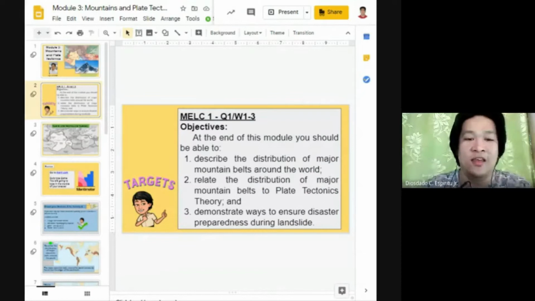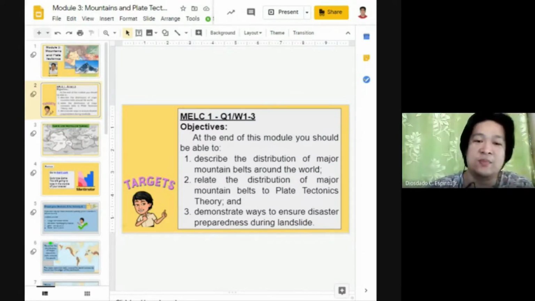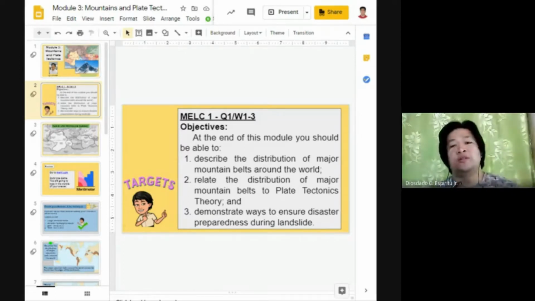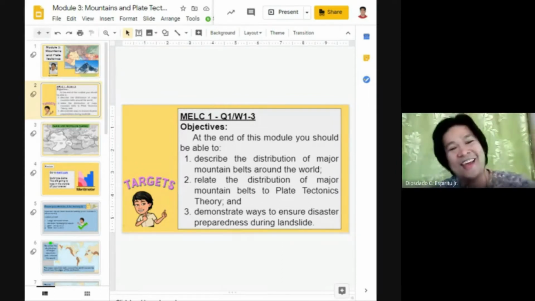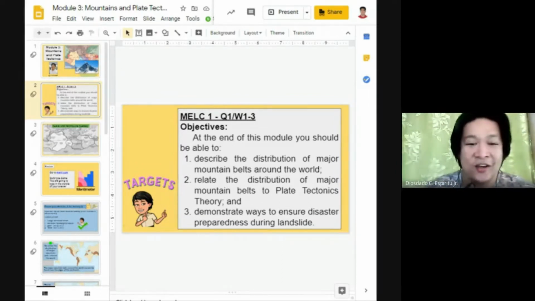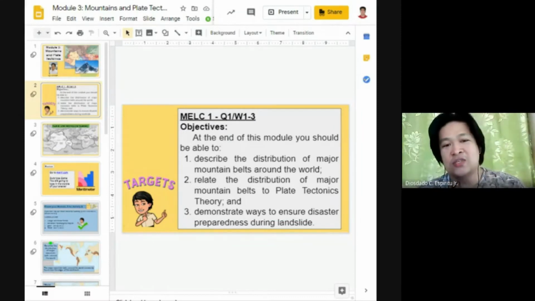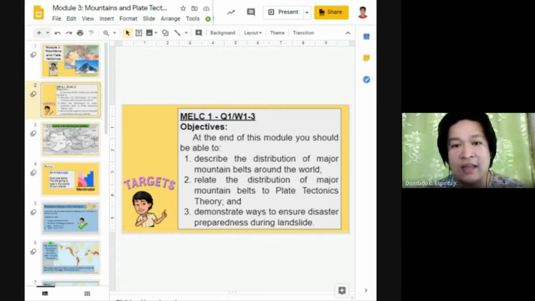Our objectives will be, at the end of this module, you should be able to describe the distribution of major mountain belts around the world. Okay, copy? Can you hear me? Number 2, relate the distribution of major mountain belts to plate tectonics. And number 3, demonstrate ways to ensure disaster preparedness during a landslide.